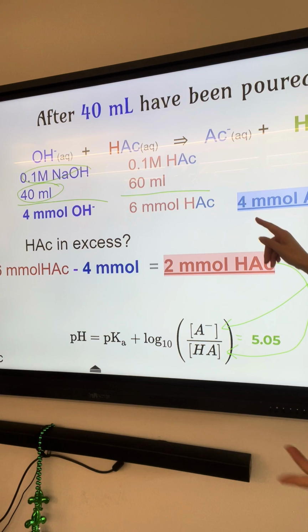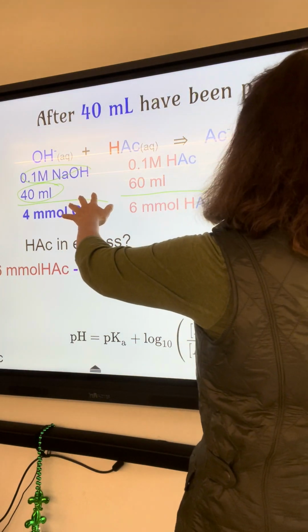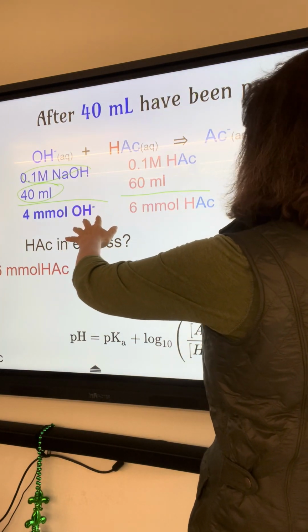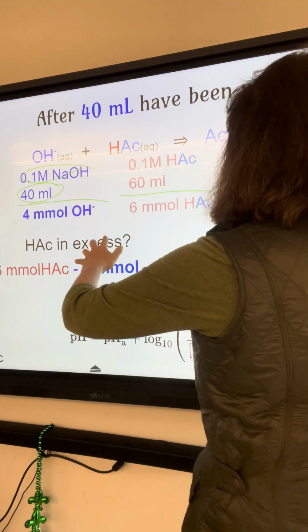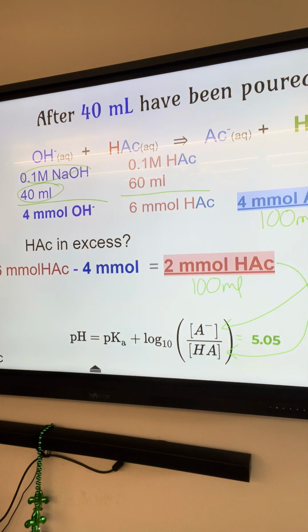Again, you can divide it. The total volume here is 100 milliliters. But because you are dividing over the same volume, it cancels out. So you can or cannot. But if you want to stay true to the formula, it is concentrations.